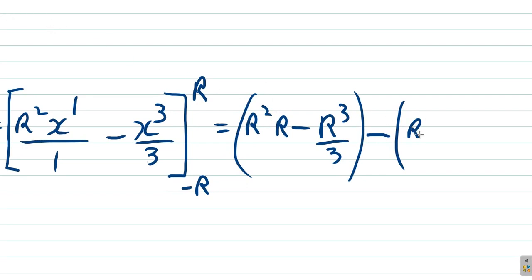So it's r squared times negative r. Alright? Minus negative r cubed over 3. Okay? So, here.